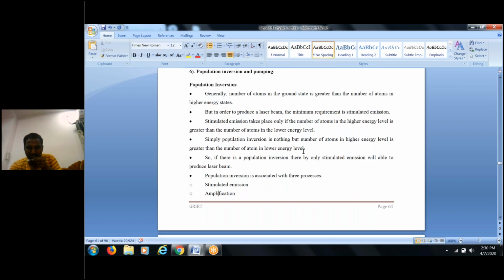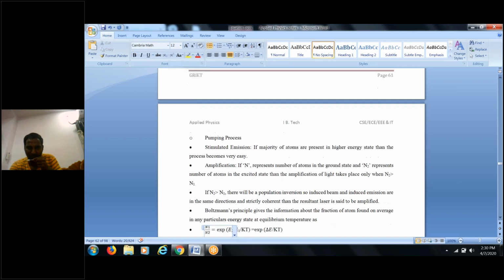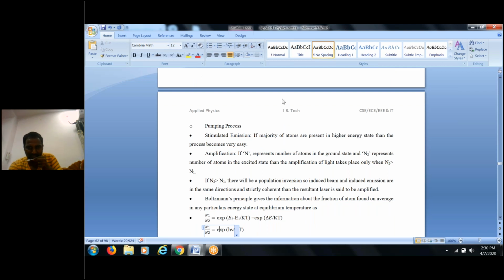Then how to achieve this population inversion? To achieve population inversion, you have to conduct a process known as the pumping process. What is meant by pumping? How do we pump the electrons from the lower energy level to the higher energy level? If you pump more and more electrons to the higher energy level, there are more electrons in the higher energy level than in the ground state. Therefore, we are achieving population inversion.